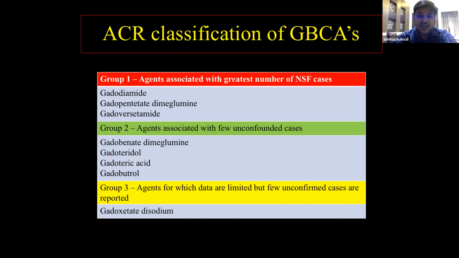These include gadodiamide, gadopentetate, and gadoversetamide. Group 2 agents are considered the safest of these agents, and they have been associated with very few unconfounded cases of NSF. These include gadobenate, gadoteridol, gadoteric acid, and gadobutrol. Group 3 agents are more recent ones, and there is limited data about their safety, and if any unconfirmed cases are reported. Gadoxetate is the only compound in this group.